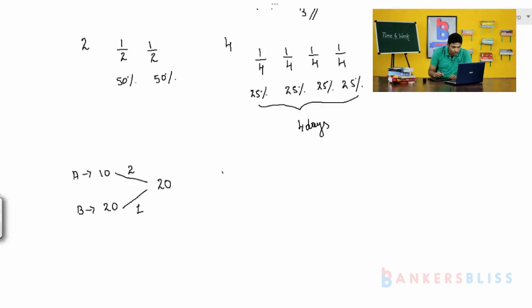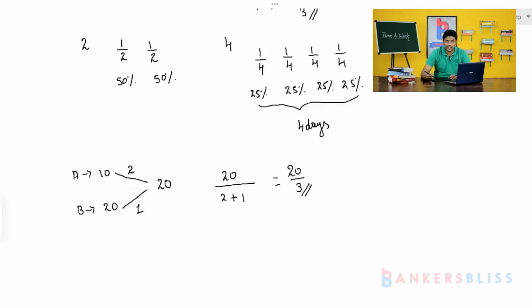Then if both of them work together, per day A is going to do 2 toys and B is going to do 1 toy. So altogether 20/3. See how simple it is. Altogether 20/3. Let me repeat again.